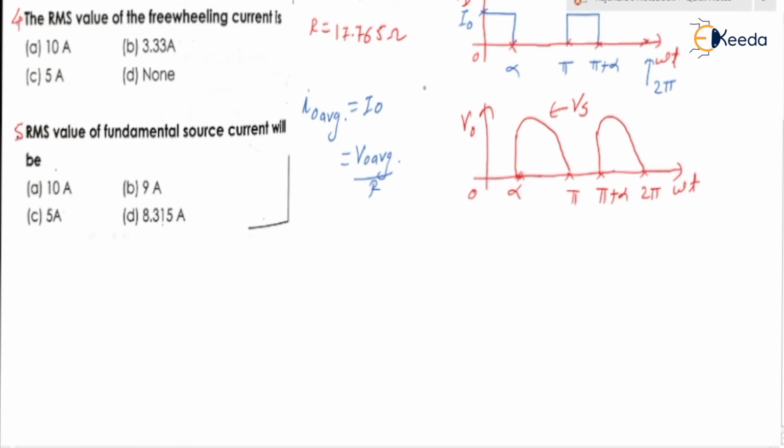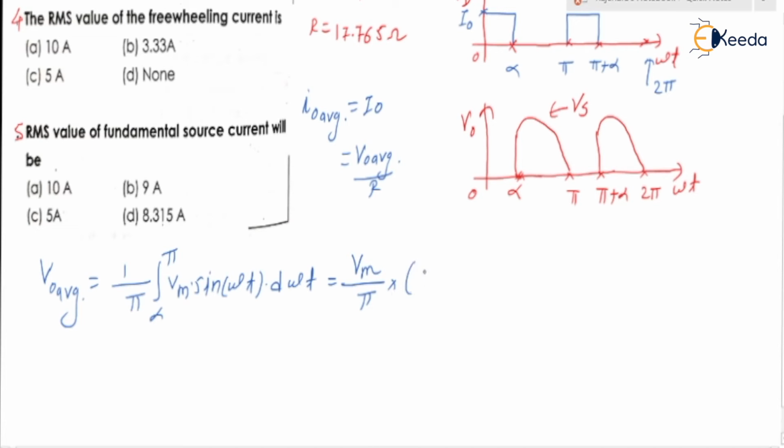Once we get the I0, we can find the ID RMS. Okay, so let us first find the V0 average. From the V0 waveform we can write V0 average is equal to 1 by pi integration from alpha to pi of Vm sine omega t d omega t, which is equal to Vm by pi into 1 plus cos alpha.